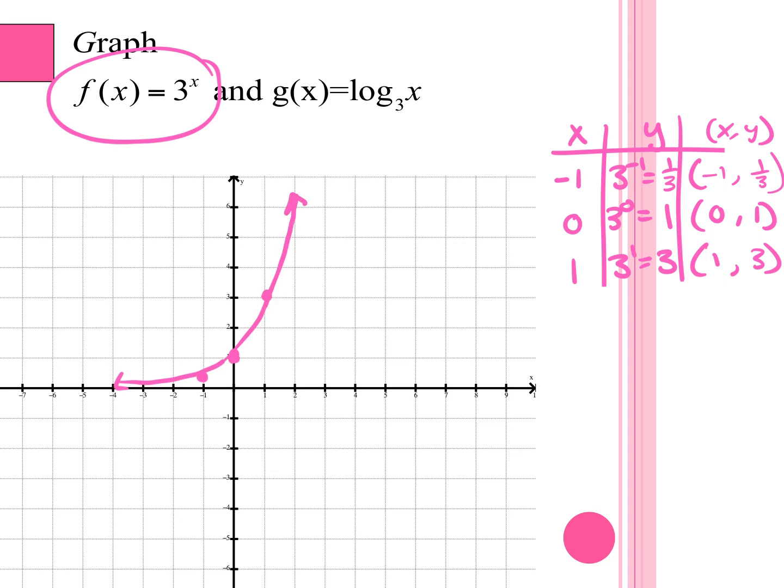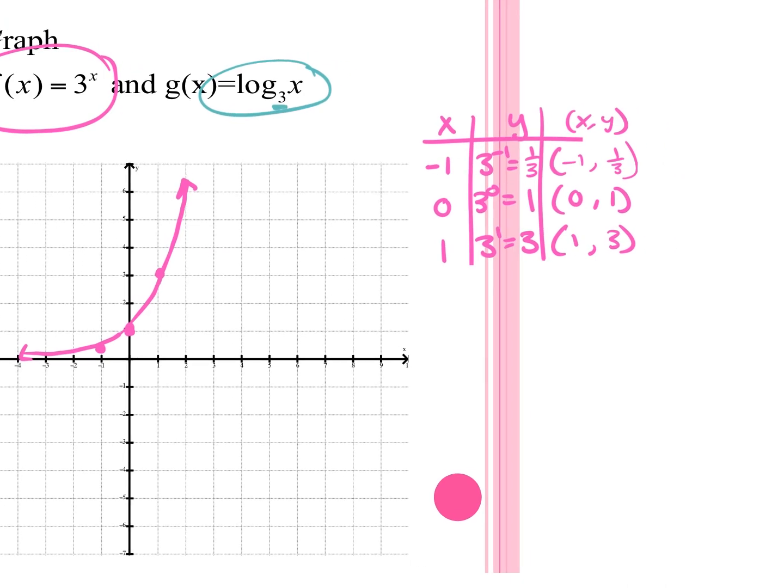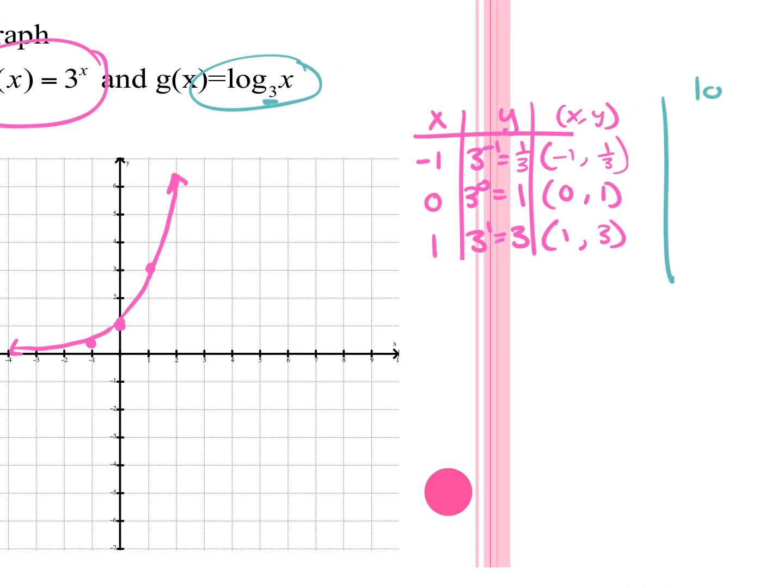Now our log graph, when we have the same base, it's going to have those same points, but the x and the y's are going to flip. So for our log graph, the x's and y's just flip position. So my x now becomes the y, and the y becomes the x. So our first point is going to be 1/3 comma negative 1. So I'm going to go to the right 1/3 and down to negative 1.